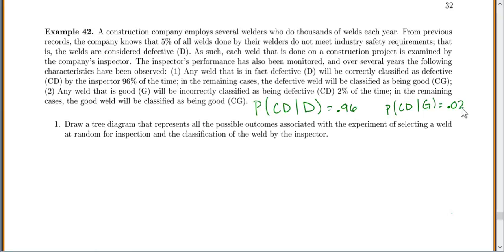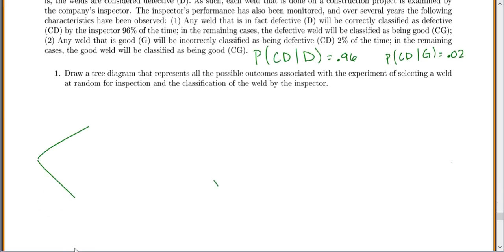And we want to draw a tree diagram to represent all of our possible outcomes associated with the experiment of selecting a weld and the classification of the weld. So when you draw these trees, sometimes people ask me, how do I know which thing I start with? Like, do I start with the D and G or the CD and CG? Well, sometimes it doesn't matter, like if you're doing dependent events. But in this case, the natural state of affairs is something's either defective or good, and then it's classified.